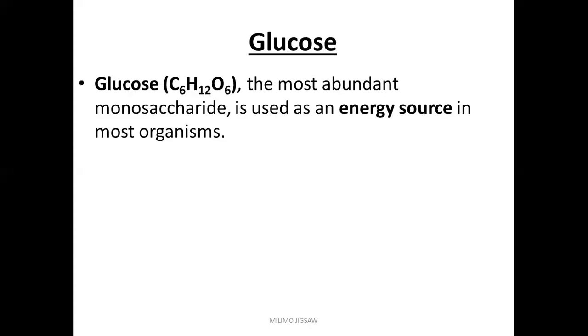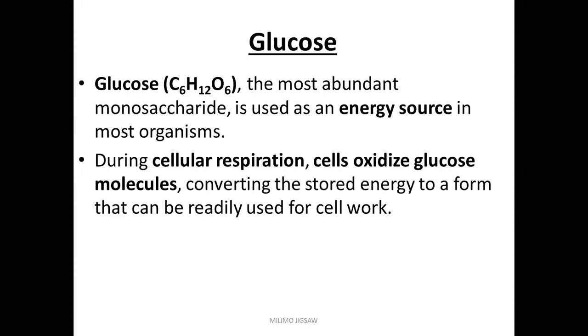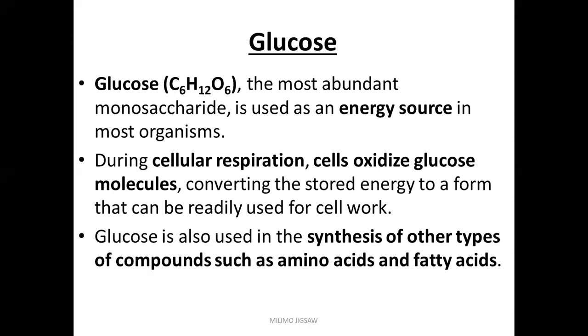Glucose is the most abundant monosaccharide and is used as an energy source in most organisms. During respiration, cells are able to oxidize the glucose molecules, so the energy stored in the glucose molecule can be used by the cell for its function. Glucose is also used in the synthesis of other types of compounds, such as amino acids and fatty acids, just as we explained when we looked at the functions of carbohydrates.